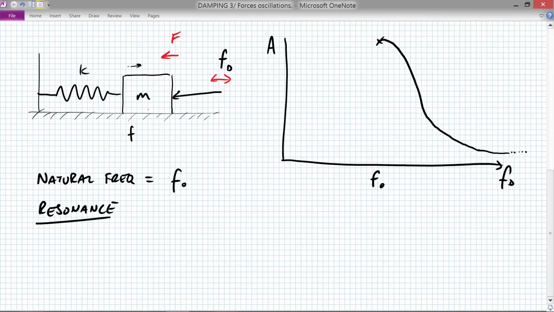And resonance, by definition, is when your system is driven so that Fd is equal to F0. So my drive frequency is equal to my natural frequency, and the amplitude increases to a maximum.